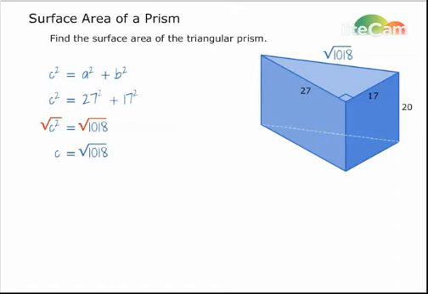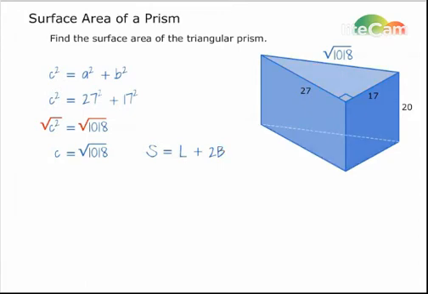Now that we know all the necessary lengths, we'll use the formula for the surface area of a triangular prism. S equals L plus 2B. S is surface area. L is the lateral area, which in this case is the total area of the rectangular faces of the prism. And B is the area of the base, one of the triangles in our diagram.